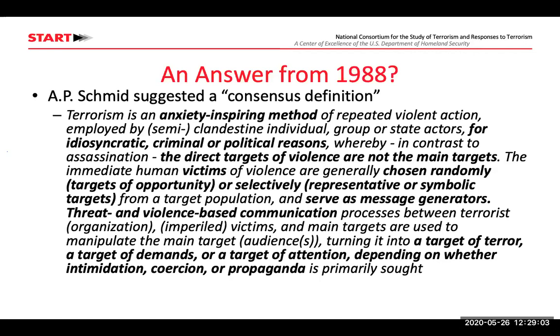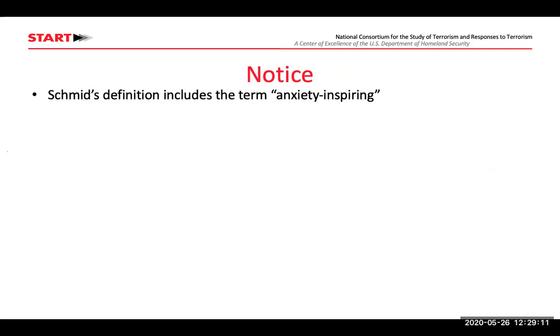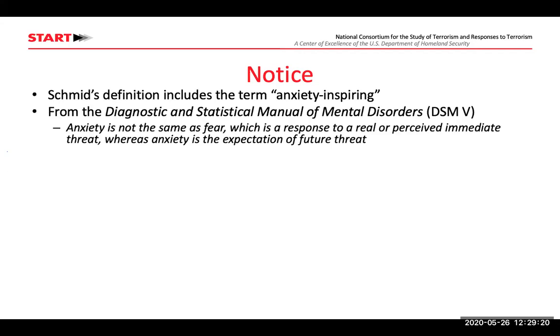Okay, so this is a much different, in many ways, definition than what we've seen from the legal scholars. Notice here, as an aside, Schmidt's definition includes the term anxiety-inspiring. That's not in these legal definitions that we've seen. And let's critically think about what anxiety means. In the DSM-5, anxiety is not the same as fear, which is the response to a real or perceived immediate threat. Anxiety is the expectation of future threat, right? So that's a very specific type of feeling.